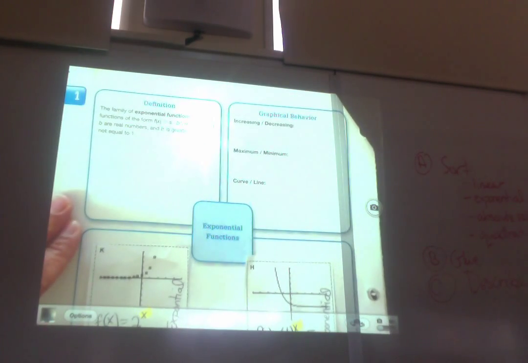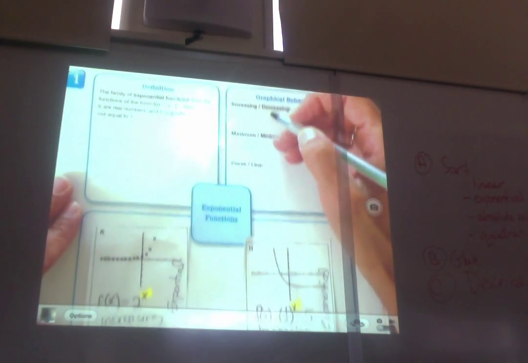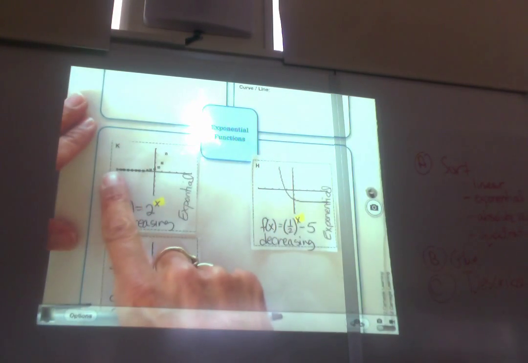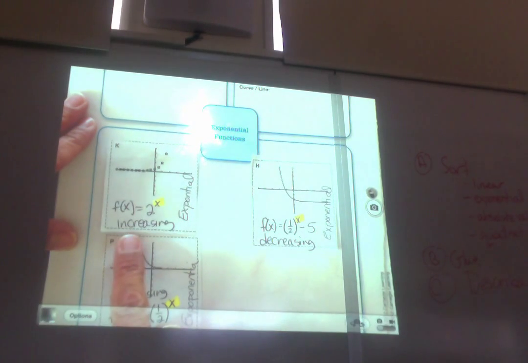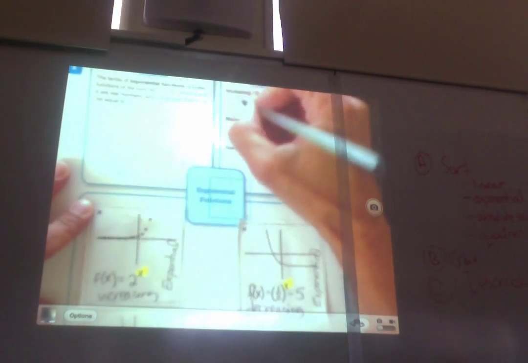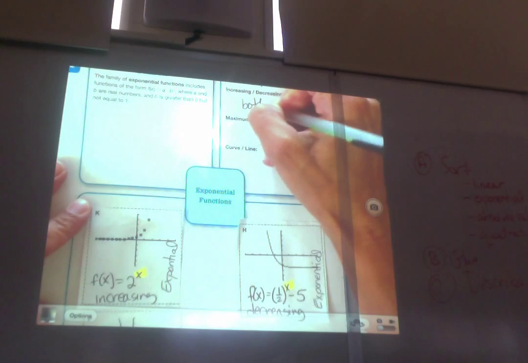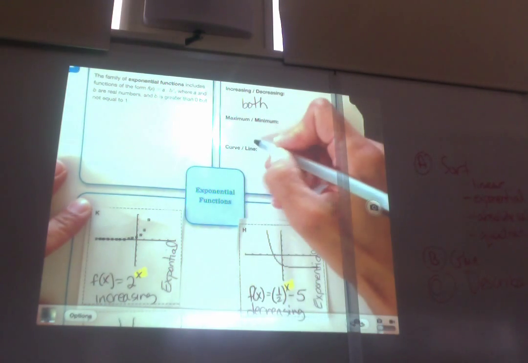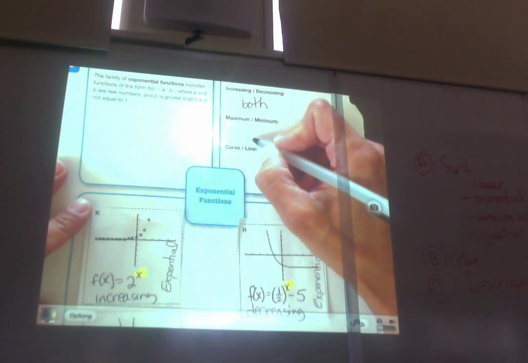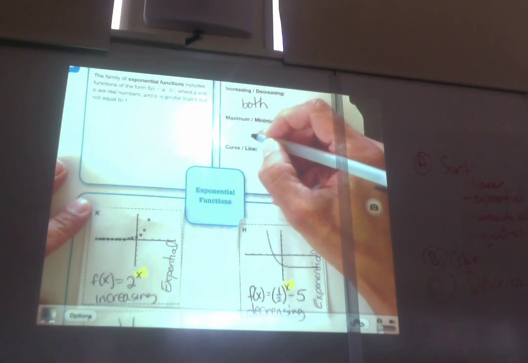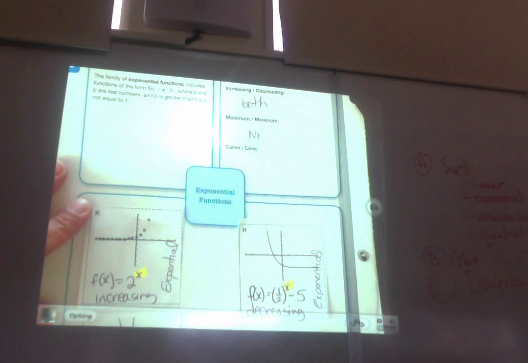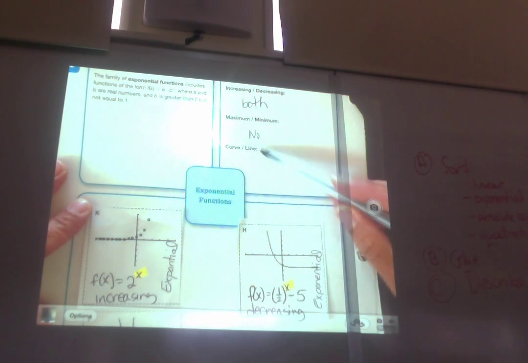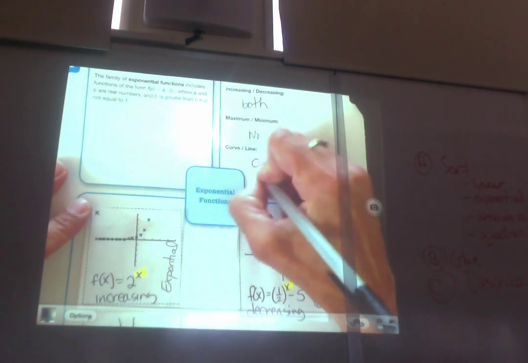Now, as I look at those, are they increasing, decreasing, or neither? Well, we've looked from left to right. Oh, that's going up, and this one's going down. So again, we have both. Some go up, some go down. Do they have a max and a min? No, because again, the end of the line goes to infinity. Do they have a curve or are they straight? Curved.